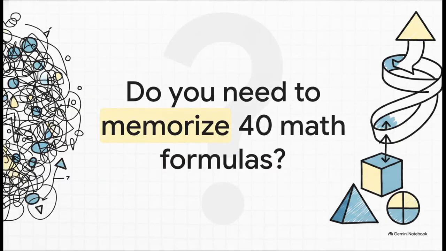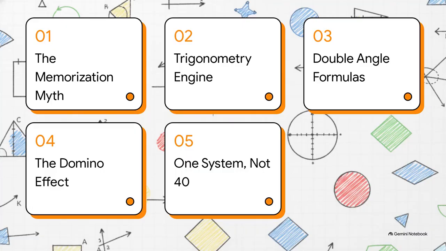Let me ask you something. When you stare at a page filled with dozens of trigonometric rules, do you really need to memorize all 40 of them? Does anyone actually have the mental bandwidth for that kind of rote learning, unless you're a literal human calculator? I know that triggers a lot of anxiety for a lot of us. But what if I told you there's a vastly better way to handle these formulas, a way where you memorize almost nothing at all? Okay, let's dive right into our roadmap. We're going to hit the memorization myth, the trigonometry engine, unlocking double angle formulas, the domino effect, and wrap up with one system, not 40.